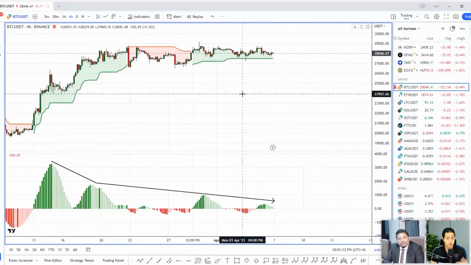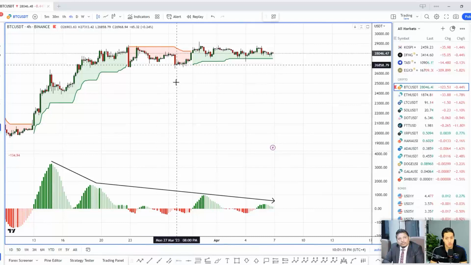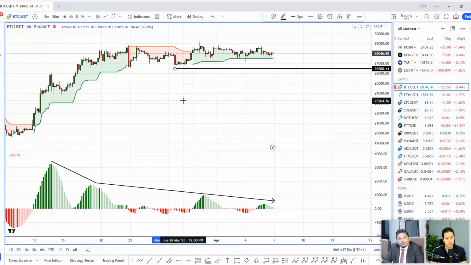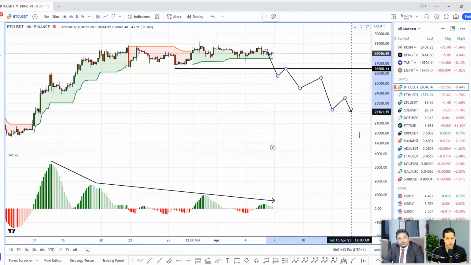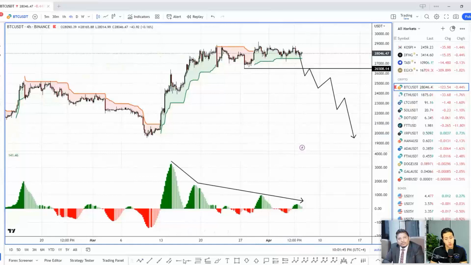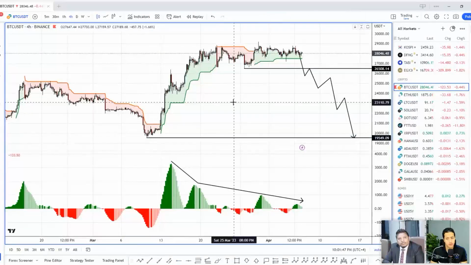My entry point will be basically a break below 26,508. So as soon as we break below, I believe we will be heading lower to at least the previous low of around 19,500.